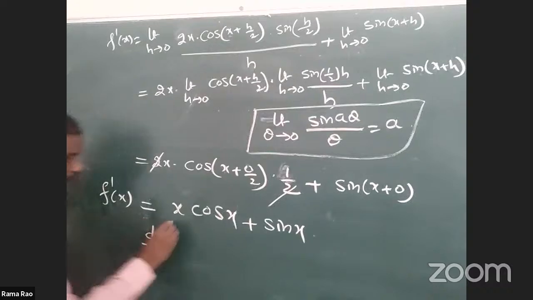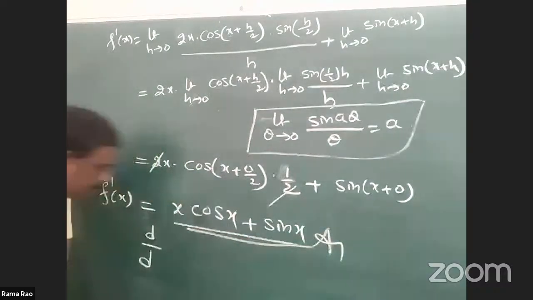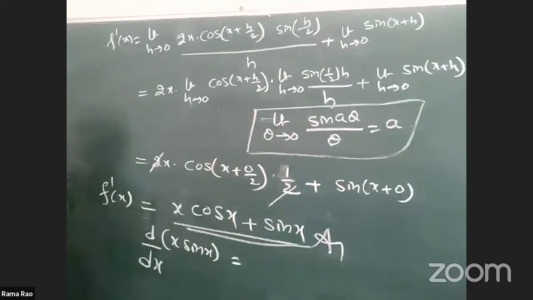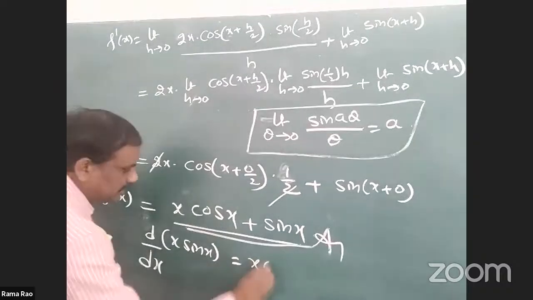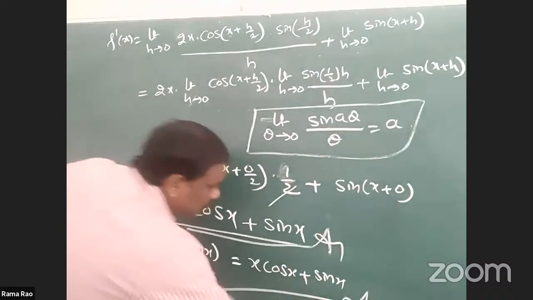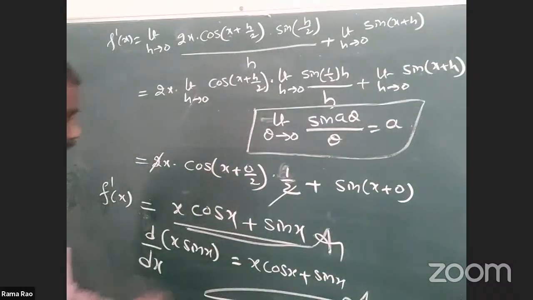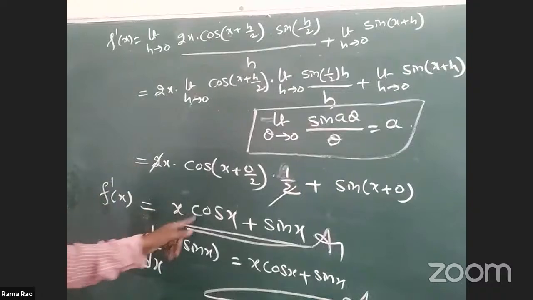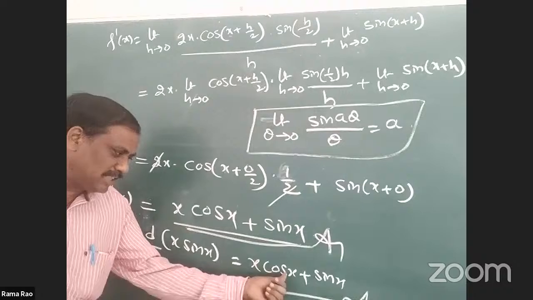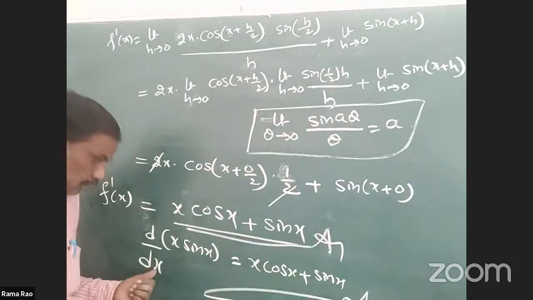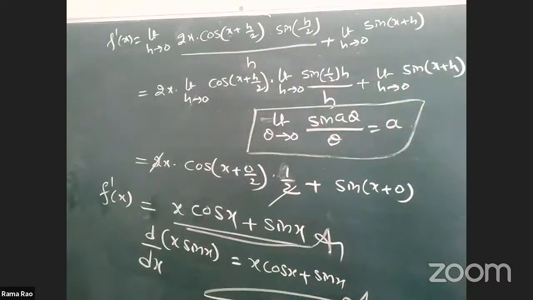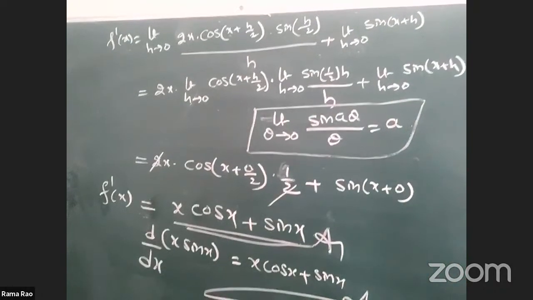d by dx of x sin x is equal to x cos x plus sin x. That's all. This is the derivative of x sin x. It means the derivative of x sin x is x cos x plus sin x with respect to x. That is the solution of that. Next problem.